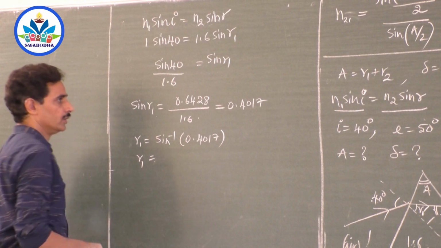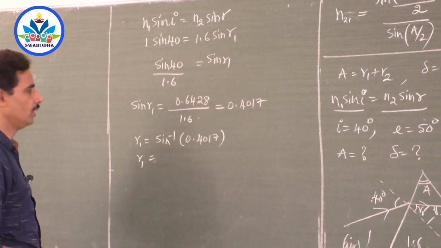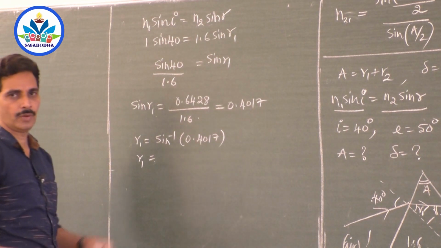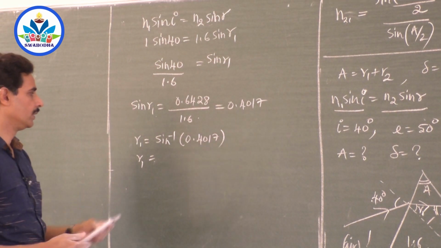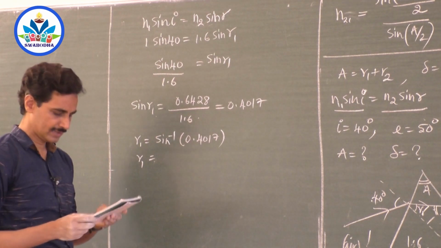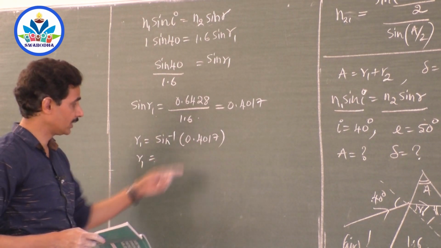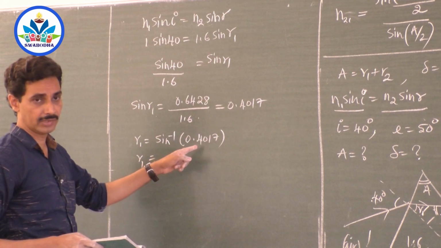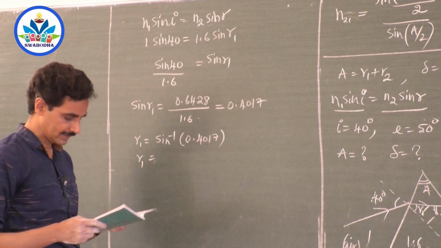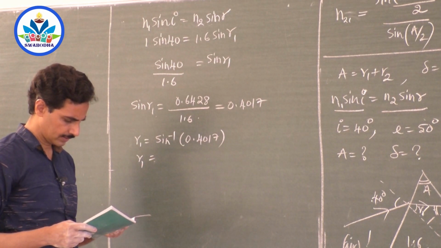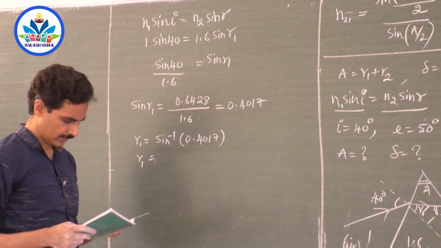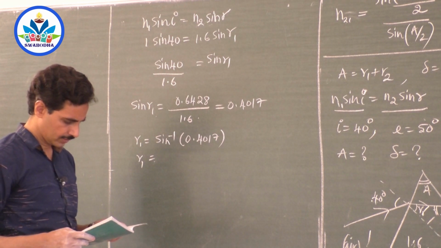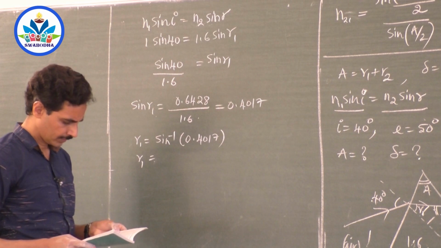R1 is equal to sine inverse of 0.4017. You have to go in search of this number in the sine table, the nearest number to that. It should be less than 30 degrees, because sine 30 is 0.5. If it is 0.4, it should be less than 30 degrees. So search somewhere around 0.4017. You will have 0.4, 0.42, 0.41, and 0.4067 at 24 degrees.